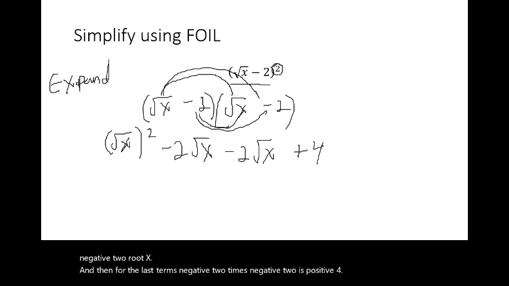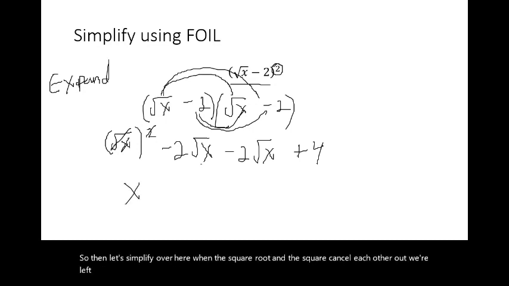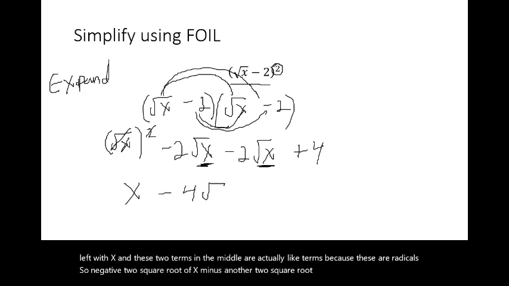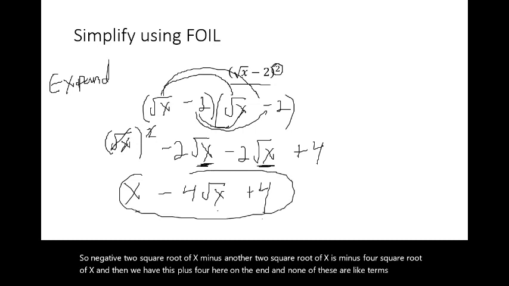So then let's simplify. Over here, when the square root and the square cancel each other out, we are left with x. And these two terms in the middle are actually like terms because these are like radicals. So negative 2 square root of x minus another 2 square root of x is minus 4 square root of x. And then we have this plus 4 here on the end. And none of these are like terms, so this is actually fully simplified.